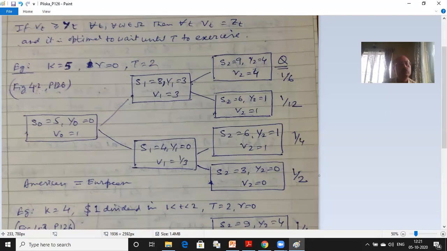So this is figure 4.2 on page 126. This is an example for call options where the strike price is 5. The rate of interest is assumed to be 0, because for calculations, we can make life simpler by assuming the rate of interest to be 0. And there are 2 time periods. So we start at time 0, then there is an intermediate time 1, and the final time 2 where the options expire. Now, if I am interested in the European option, then all I need to do is look at period 2, because in period 1, I cannot do anything. But if I am looking at the American option, then I also need to evaluate period 1.